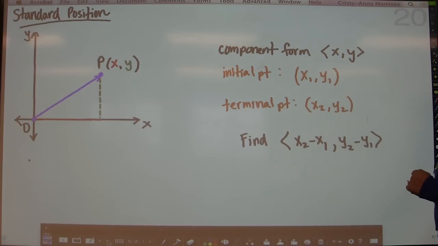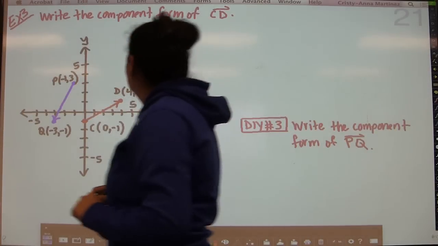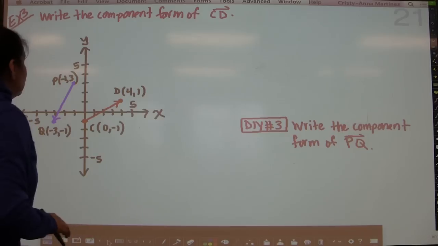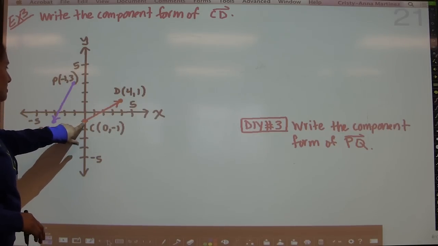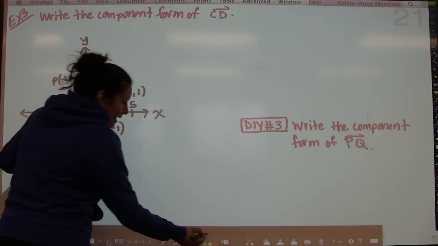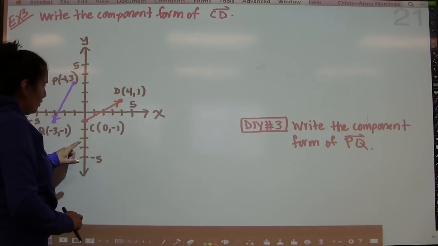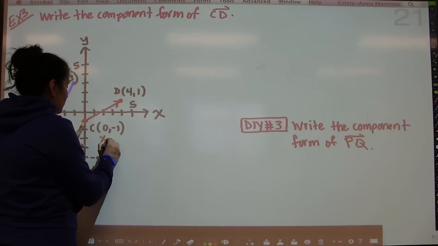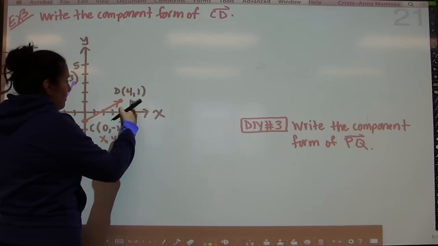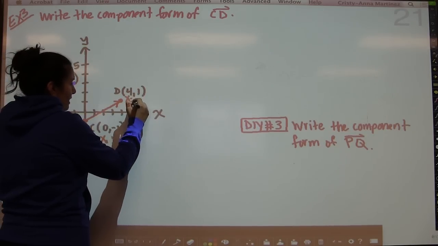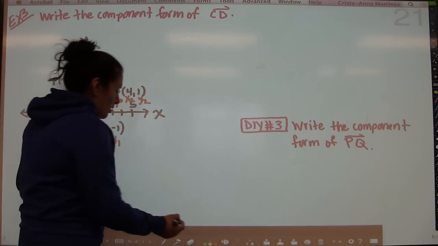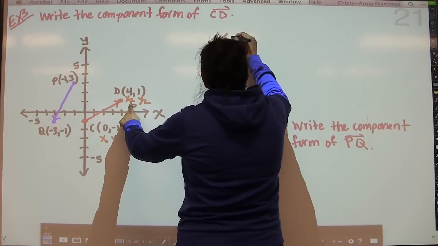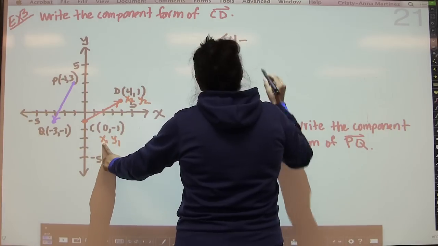All right, so we're going to have you try that in this example. It says write the component form of CD, and then for the do-it-yourself question, you'll be writing the component form for PQ. So CD is the red vector here. The first thing we have to do is have the coordinates, and I've got that for you here. This point here is 0, -1, so that's the initial point. We're going to call that x1, y1. And over here at D, the coordinates are 4, 1, so we're going to call that x2, y2. For component form, we want to take x2 and subtract x1, which is 0.